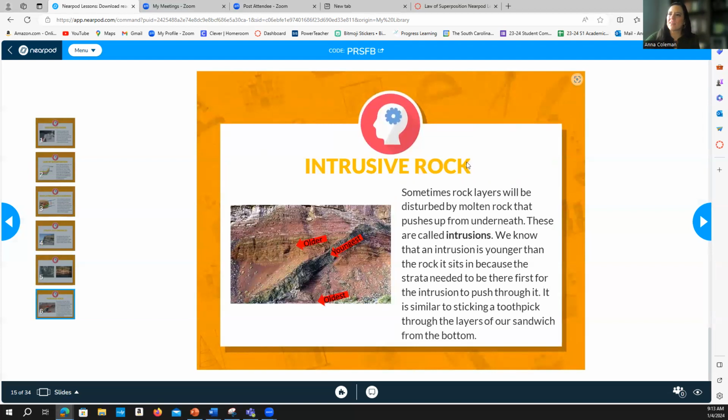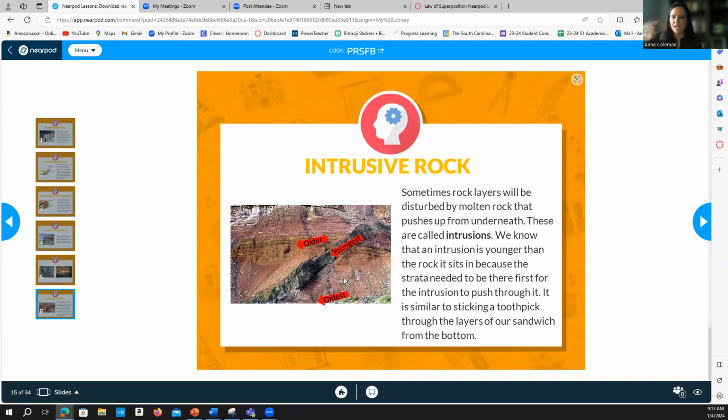So let's look at this intrusive rock. Sometimes rock layers will be disturbed by molten rock that comes up from underneath, and this causes an intrusion or breaks it right in the middle. We know that an intrusion is younger than the rock it sits in because the strata needed to be there first in order for this to push through. If there was no strata, there would be no pushing through. So this has to be pushed through the strata.